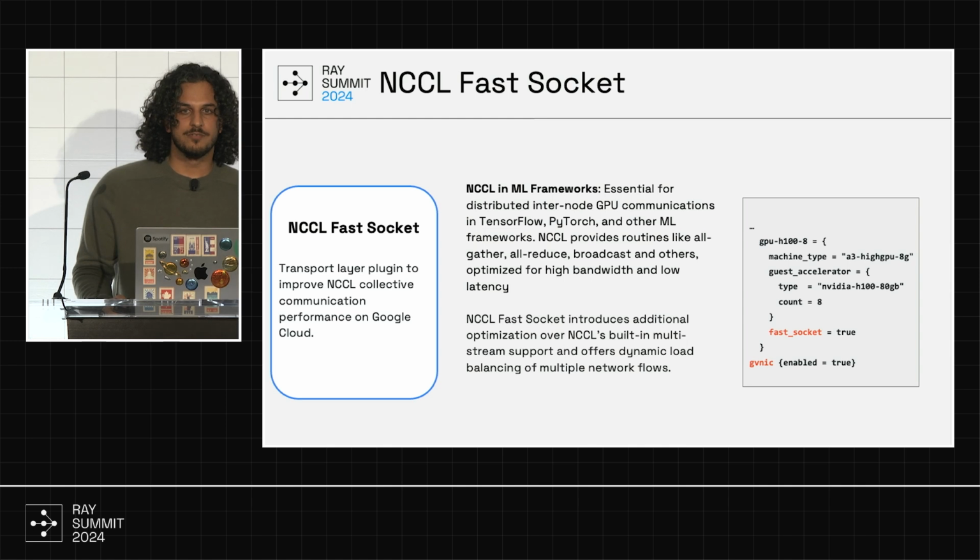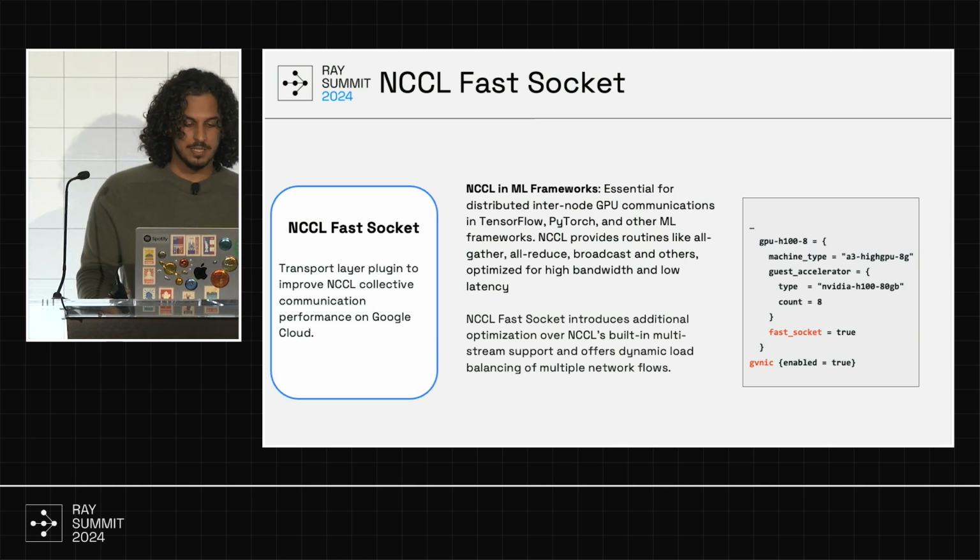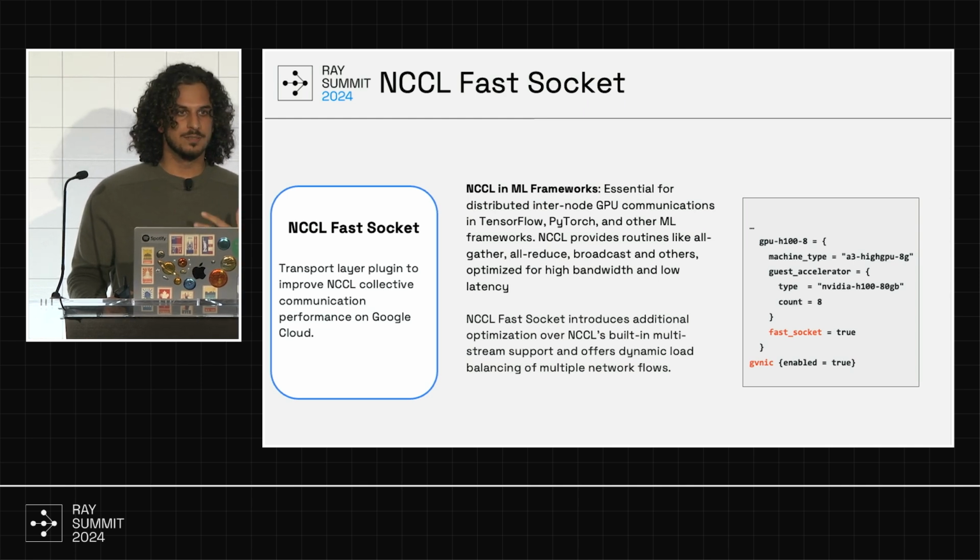Another feature that we leverage from GKE is the NCCL Fast Socket. NCCL is NVIDIA's collective communication library, and this is a transport layer plugin to improve NCCL collective communication performance on Google Cloud. What you can see on the right is a quick snippet. I would keep making this point repeatedly, which is complexity is the enemy. On the right, you can see a quick Terraform snippet, which is essentially how we leverage NCCL Fast Socket on GKE. It's really just 2 lines for our node pools.